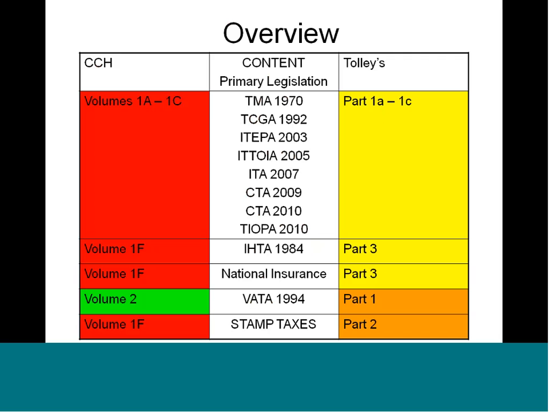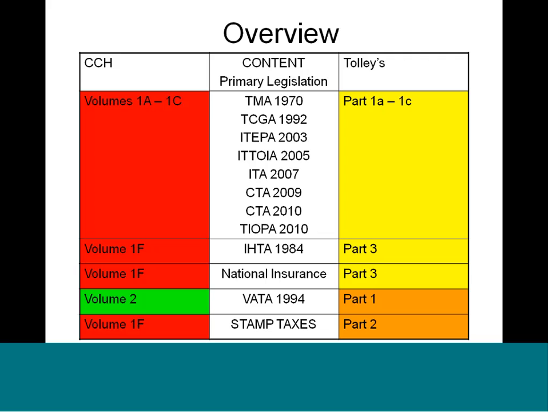Now, CCH and Tolley's have basically got the same stuff in them. It's just they order their books in a different way. And the way that the books start off is they take the legislation chronologically in order. So, for example, I'm looking at Part 1A, and if you look down the sides of the books, you've got these grey blobs. In 1A, really the only grey blobs that are important, I would say, is the Taxation of Chargeable Gains Act, which is the third one, and the final grey blob, which is the Capital Allowances Act.